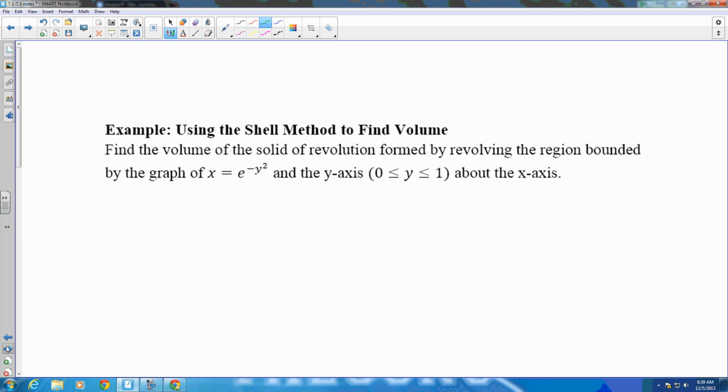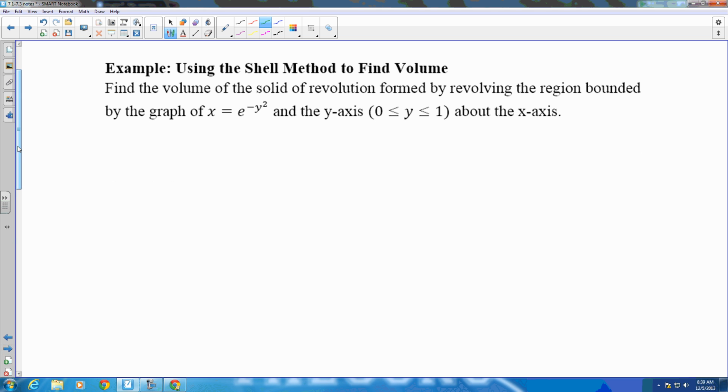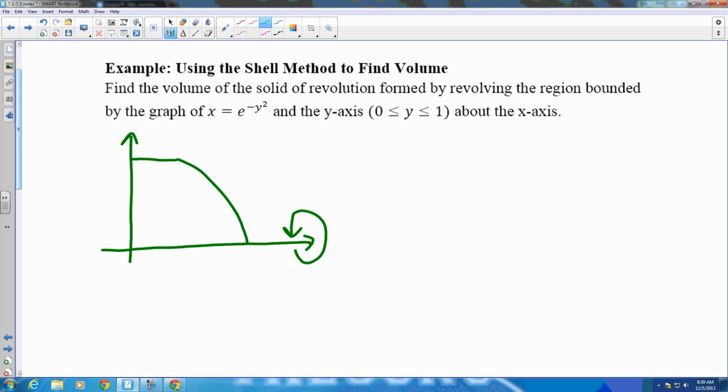Okay. And now we're going to find the volume of a solid formed by revolving the region of x equals e to the negative y squared and the y-axis about the x-axis. We're flipping it over the x-axis this time. And our limits are from 0 to 1 on the y-axis. So our function looks something like that. We're flipping it over the x-axis. And it's good that our function is in terms of y's because we have to draw our rectangle this way. So everything needs to be in terms of y's.